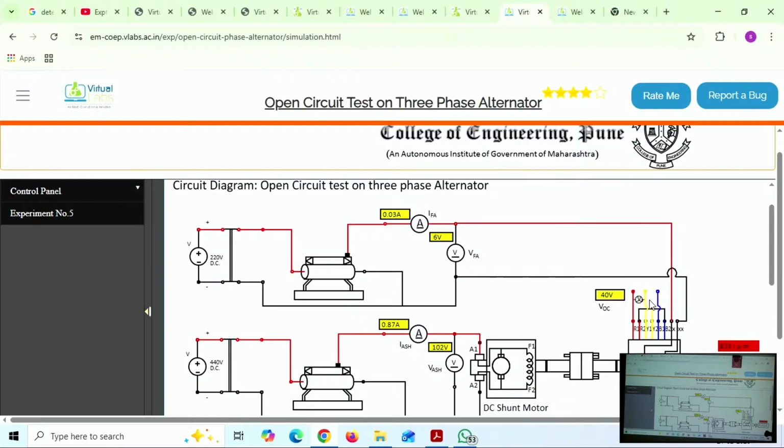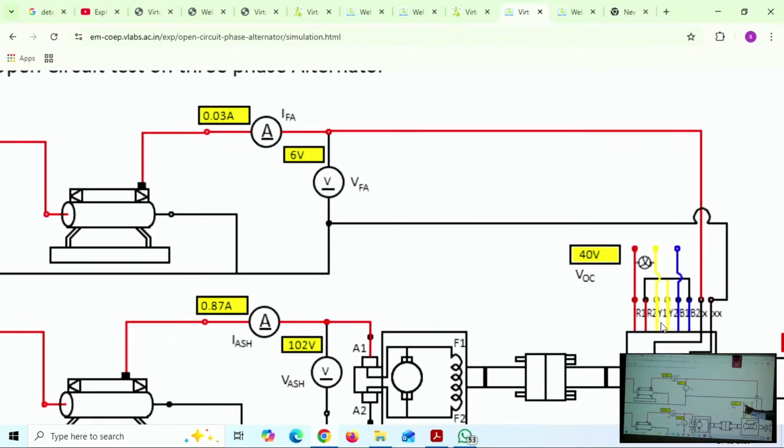You please tell me. Zoom it. Okay, this voltmeter is connected between R and Y. What voltage are we measuring now? Line voltage. So up to what value should we increase this?